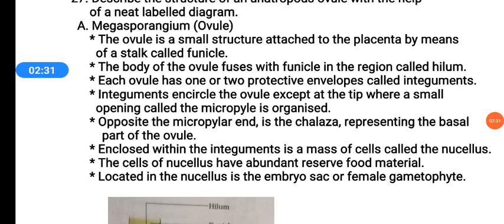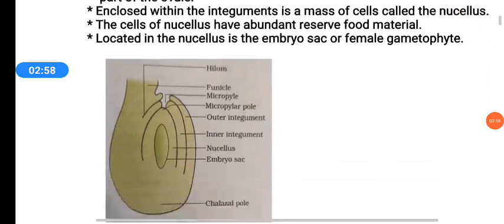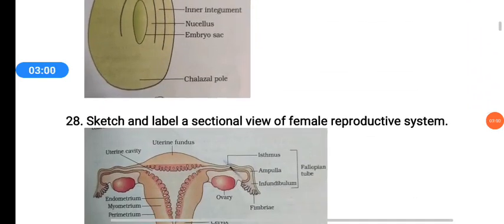Then within the integuments, the ovule has a mass of cells called the nucellus. The nucellus has abundant reserve food material. It stores the reserve food material. Located in the nucellus is the embryo sac, or female gametophyte. Okay, at the center we are going to see the embryo sac. This is about the anatropous ovule or megasporangium.